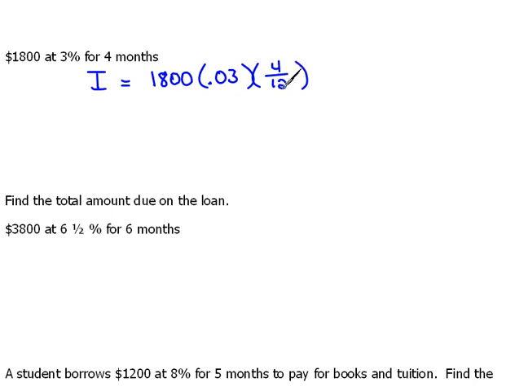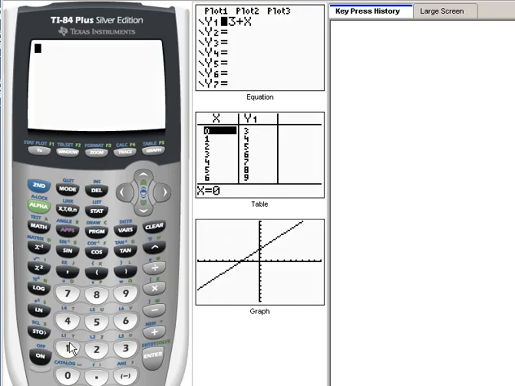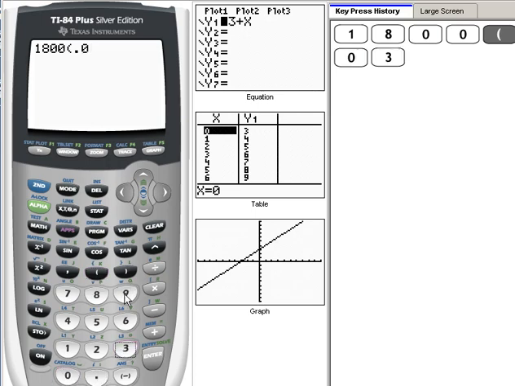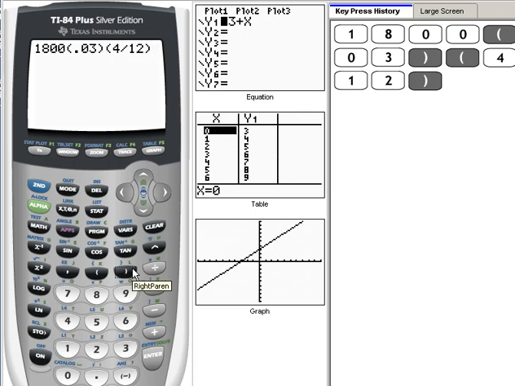Now we can use our calculator to do this. Now I'm going to switch over to my calculator screen and show you this. So if you have a TI calculator, you can do this all in one step. We can do it as 1,800 times 0.03, close the parentheses, times, and open up another parenthesis, 4 divided by 12. Close the parenthesis. Now your calculator will handle that, and it'll tell you that the interest there is $18.